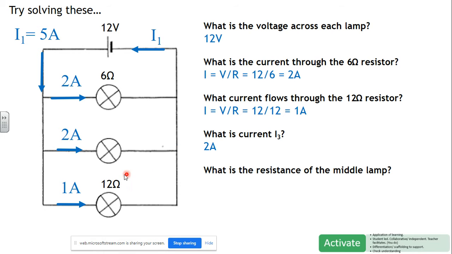And so what is the resistance of this middle lamp? Once again, we are applying that formula. We know the voltage, we know the potential difference, we know the current. This time we're rearranging like that. Okay. So get used to using these formulas. If you're going to get anything higher level, intermediate to high level, you've got to be able to use the V equals IR formula and apply it. Okay.